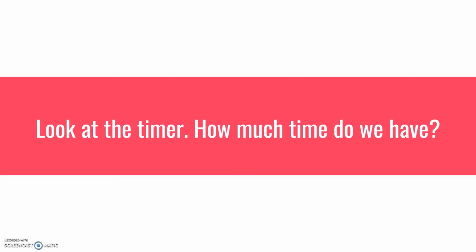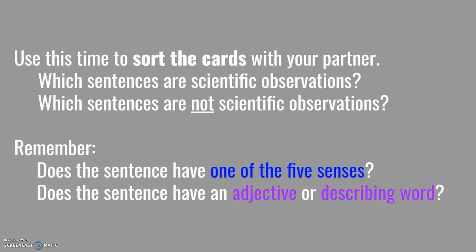Okay, look at the timer. How much time do we have? Note it in your brain. Use this time to sort the cards with your partner. You should have a stack of cards on your table. Which sentences are scientific observations and which sentences are non-scientific observations? Remember, does the sentence have one of the 5 senses? Does the sentence have an adjective or describing word? Those are the questions you're trying to answer.